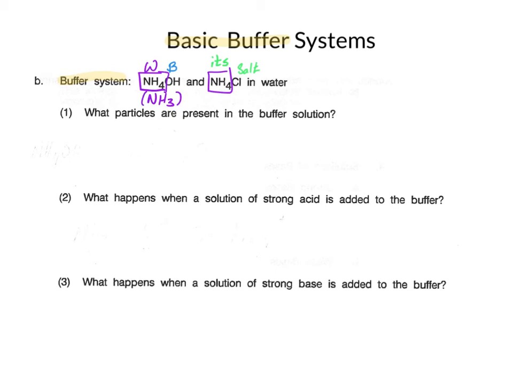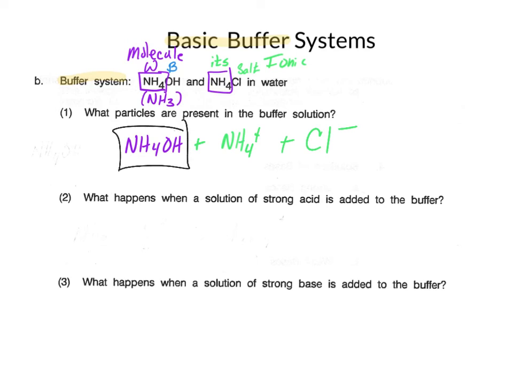That is a weak base, so we expect it to stay together as the molecule. So we'll see that as NH4OH. On the other hand, the NH4Cl, the ammonium chloride, is ionic, and so it will separate into its two particles, NH4 plus and Cl minus. When we look at this system, what part makes it into a buffer? That should be the ammonium hydroxide, and the part that is salt, its partner, is the ammonium ion. So the chloride will be ignored for the rest of this section.